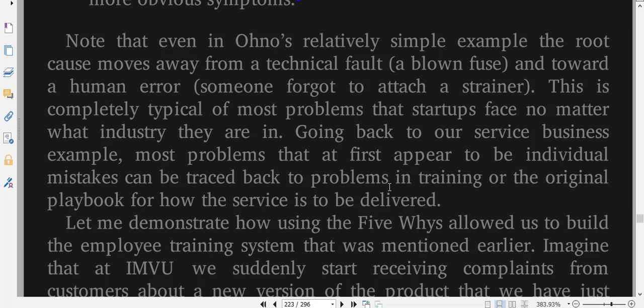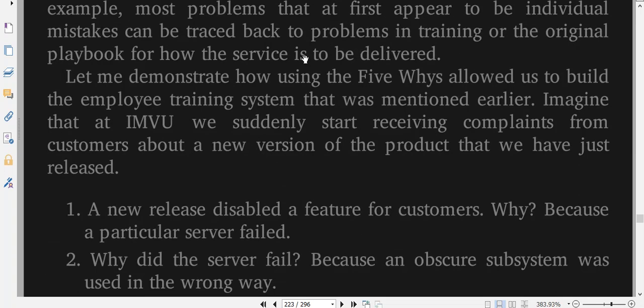This is completely typical of most problems that a startup faces, no matter what industry they are in. Going back to our service business example, most problems that at first appear to be individual mistakes can be tracked back to problems in training or the original playbook for how the service is to be delivered. Let me demonstrate how using the five whys allows us to build the employee training system that was mentioned earlier.